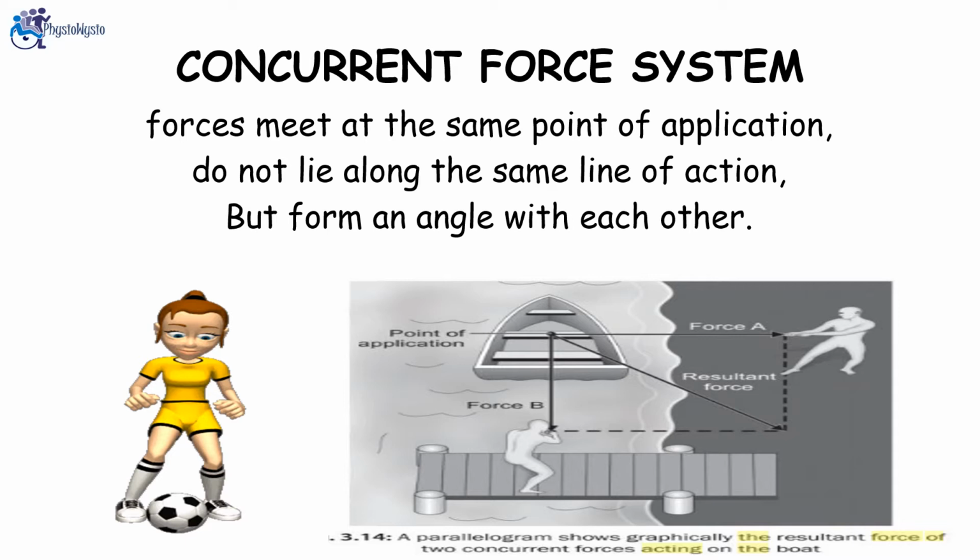Let's see an example. Here are two people pulling a boat. The solid lines represent two concurrent forces, and in the middle is the resultant force. The dotted lines are drawn to complete the parallelogram. Over here, the diagonal will also move toward the stronger force side.